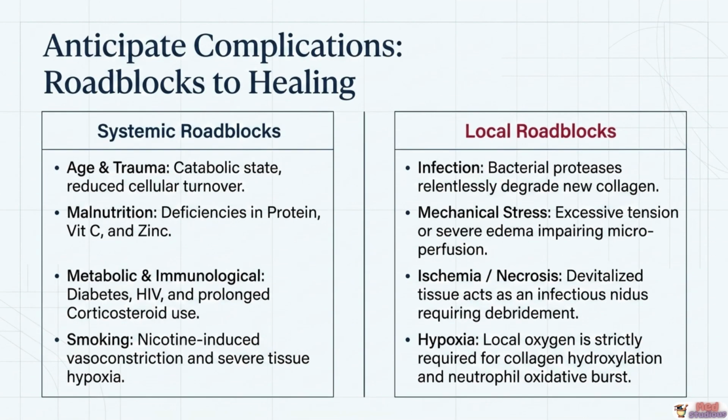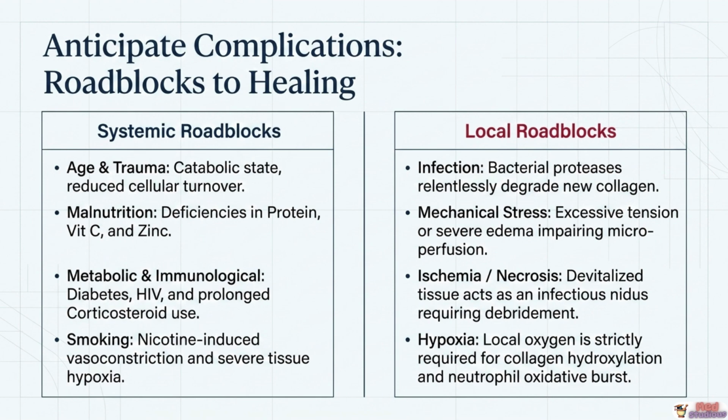Step 5 in the framework requires anticipating the factors that will prevent healing, because identifying and correcting these factors is as important as the technical closure itself. Complications of wound healing fall into 2 categories: systemic roadblocks that affect the entire patient, and local roadblocks specific to the wound environment. Systemically, age is a significant factor.